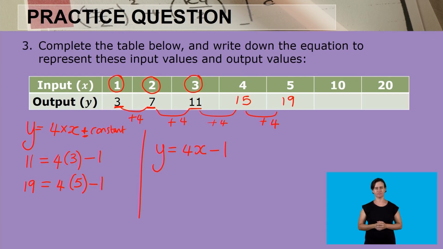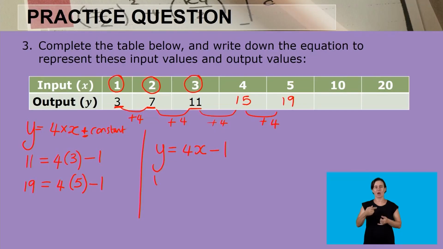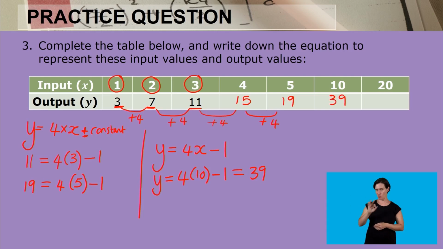Now, why did we find this rule? It's because we wanted to know that with an input value of 10 and an input value of 20, what is the output value going to be? So we can quickly calculate those output values. So remember, we are going to multiply our input value by 4 and then we are going to subtract 1. So if we say 4 multiplied by 10, that is 40, and that is going to give us, after we subtract 1, a 39. So that output value there is 39.